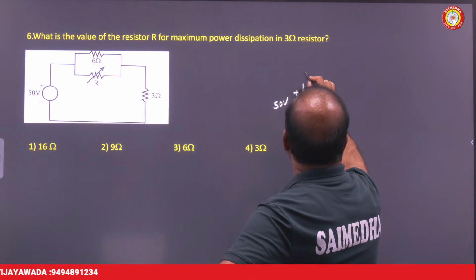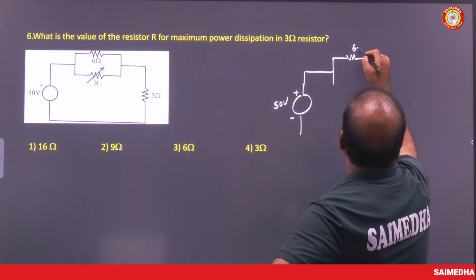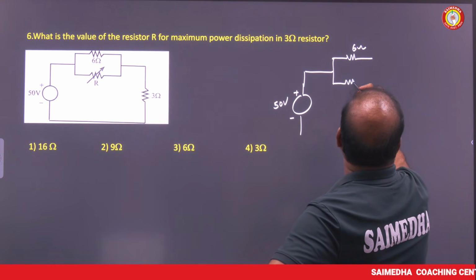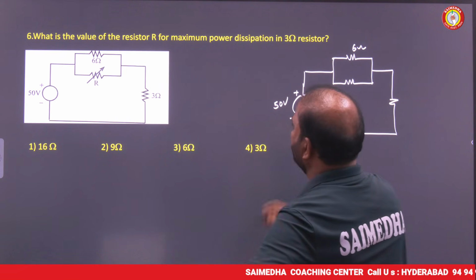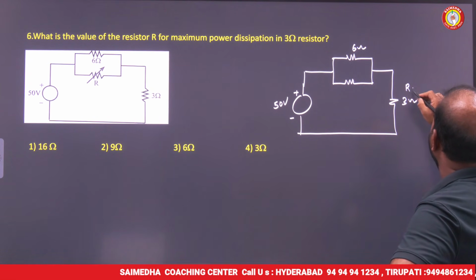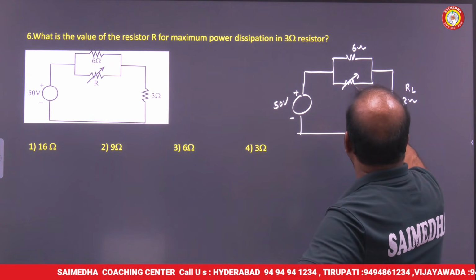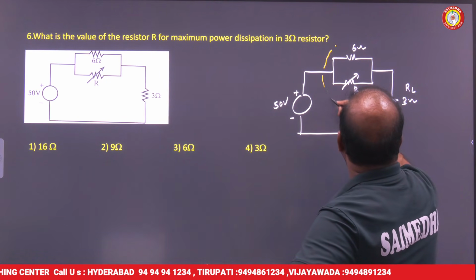3 volts here. This 6 ohms. My friends, here 3 ohms. So he mentioned 3 ohms, please consider this is RL equal to 3 ohms, and here this is R.